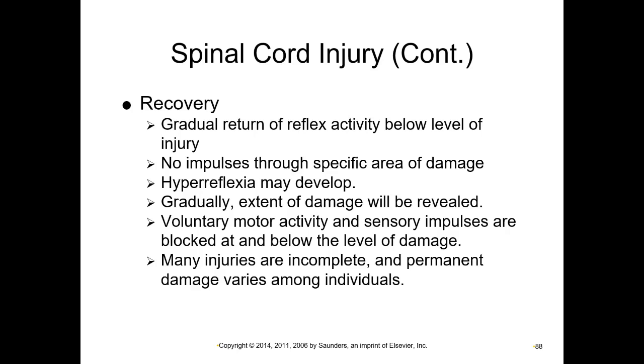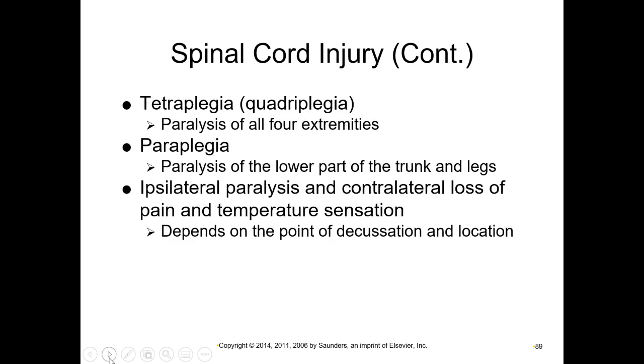Voluntary motor activity and sensory impulses are blocked at and below the level of damage. A lot of injuries are incomplete, so that there's not permanent damage, but it will vary by individual and vary by severity of the injury.